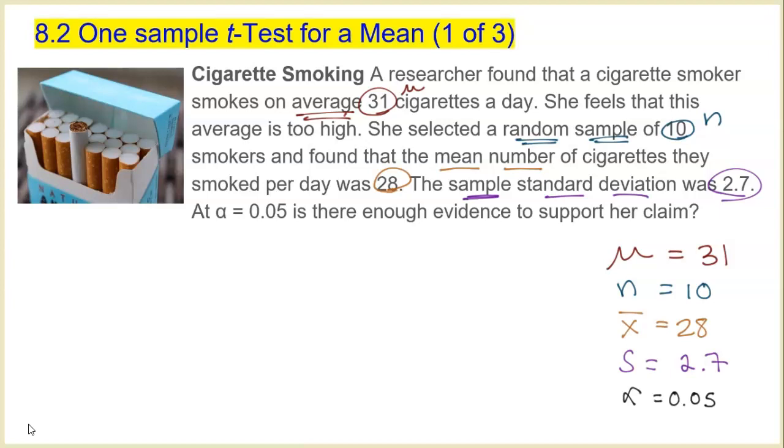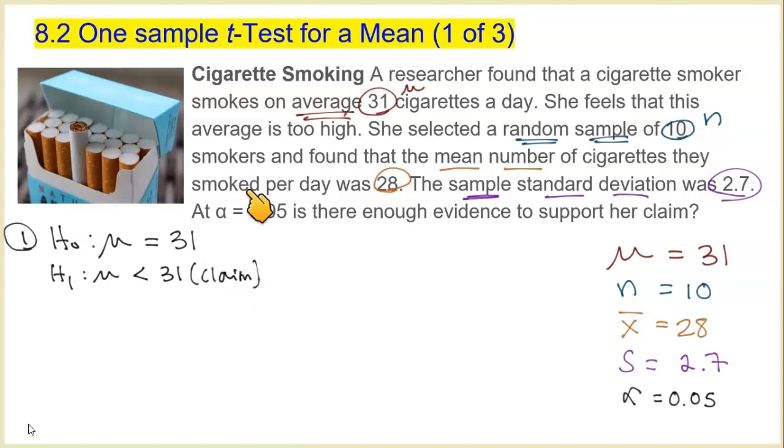For a t-test, we state our hypotheses, where our null hypothesis is that there's no difference in the average. So the true mean number of cigarettes per day for a smoker is 31. But she felt like that average is too high. So the alternative hypothesis must mean that the mean number is less than 31. And this particular value would be our claim, because it's not stated that something else is the claim in the problem.